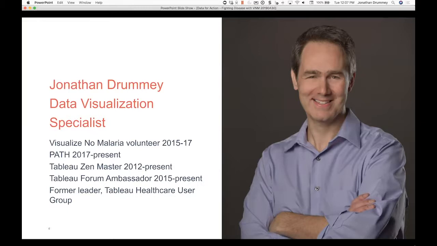In my role at PATH, I support projects to improve their data visualizations, whether that's using Tableau or other tools. That's training, office hours, ongoing support. I do work in a consultative role, helping to build views and dashboards for projects. And then I also help administer our data visualization infrastructure as well.